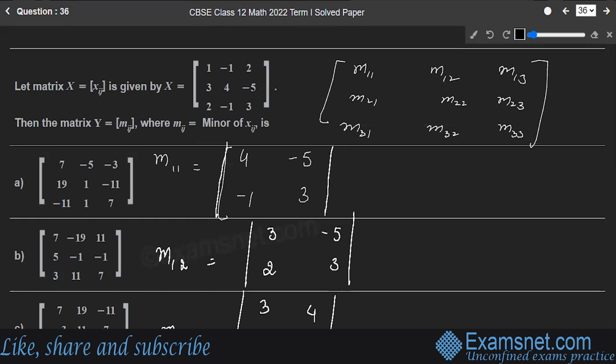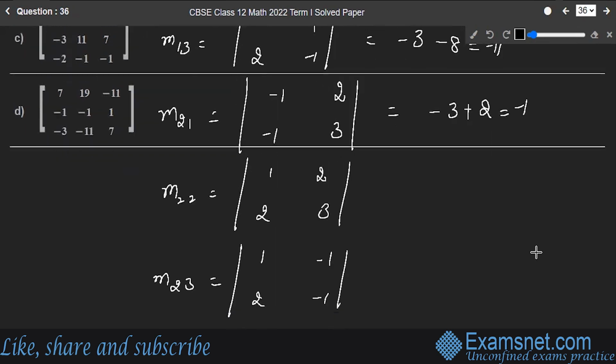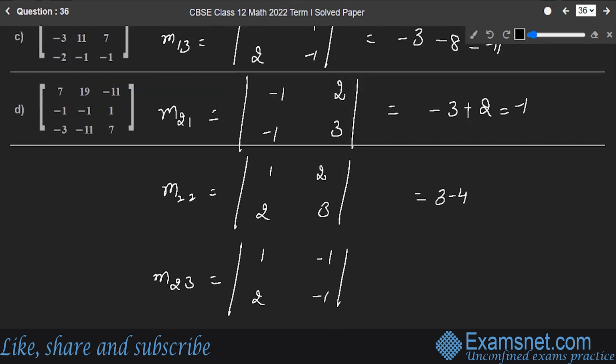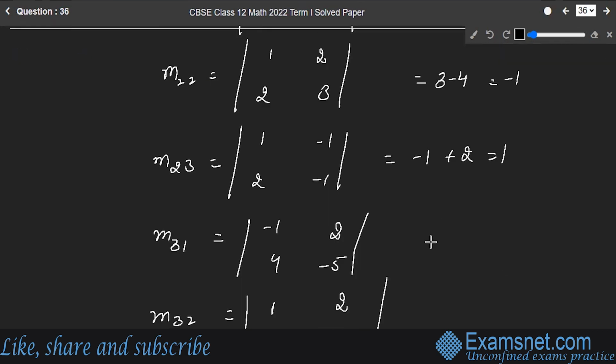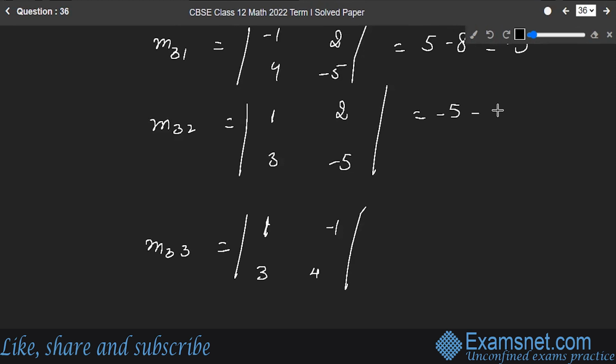Okay. So this is equal to 12 minus 5, which is 7. This is 9 plus 10, 19. Minus 3 minus 8. This is equal to -11. Minus 3 plus 2 minus 1. 3 minus 4 minus 1. -1 plus 2. 1. 5 minus 8 minus 3 minus 5 minus 6. This is -11. 4 plus 3, which is equal to 7.